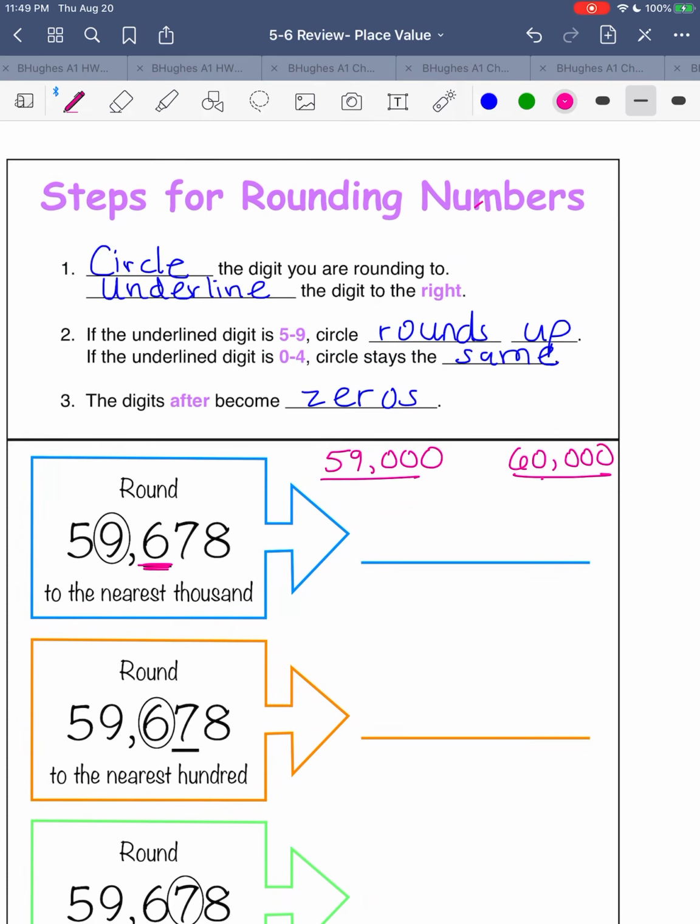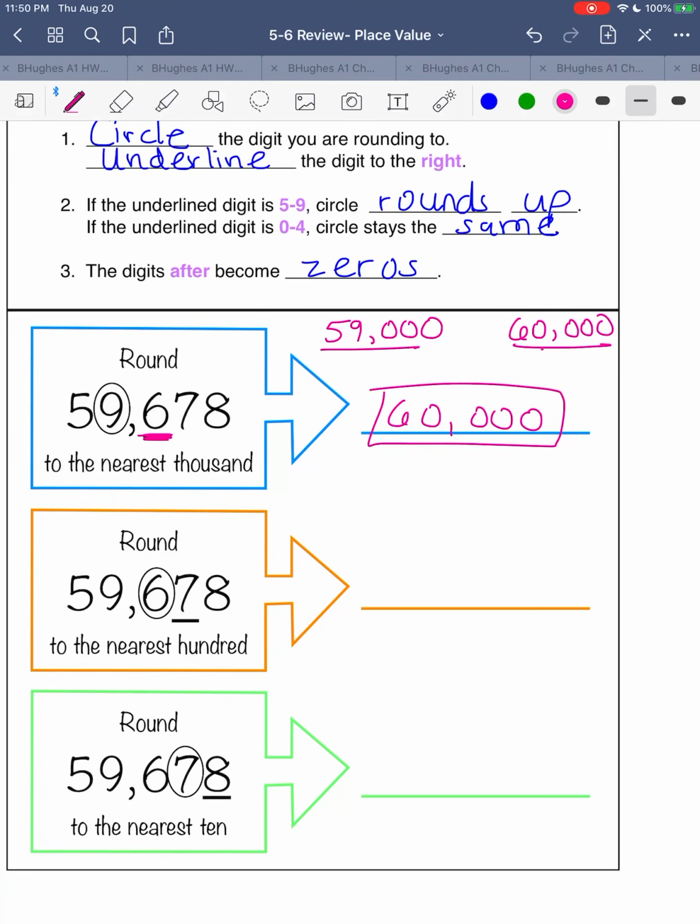Now we're going to look at the underlined digit. The underlined digit is a 6. Remember, you know that the midway point is going to have 5 in it, so it's going to be like 59,500. A number that is 6, if it's between 5 and 9, is going to fall on the upper half, and this circled number is going to round up, which means that this is going to now become 60,000. So 60,000 is the number that 59,678 would round to.